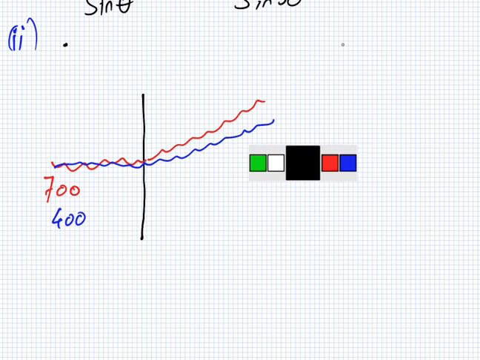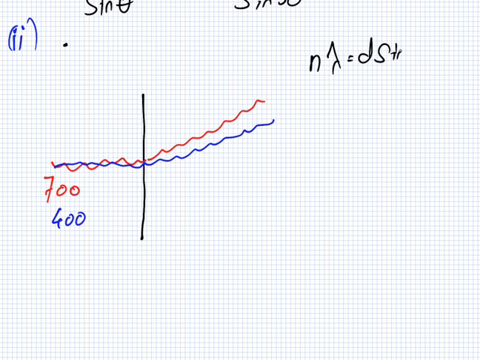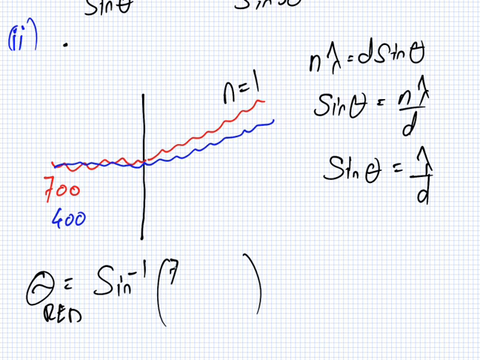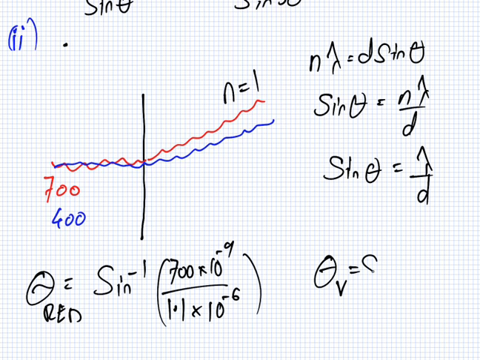Okay, so we know the formula n lambda equals d sine theta. So sine theta equals n lambda over d, but in both cases we're just looking at the first one. So you have sine theta equals lambda over d. So for the red, you have theta equals sine inverse of 700 nano over d, which is 1.1 micro. And then for the violet, it's sine inverse, same deal nearly, 400.